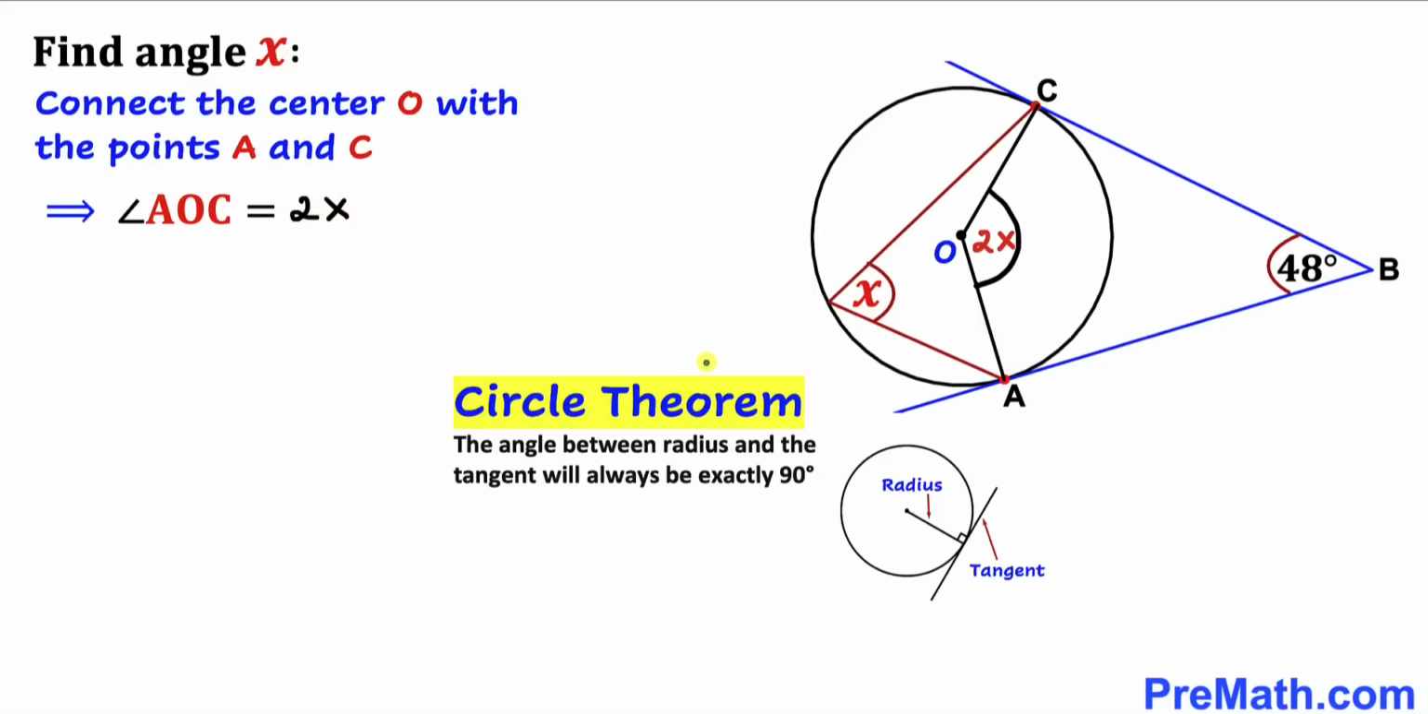And now let's recall the circle theorem. The angle between the radius and the tangent is always 90 degrees. As you can see in this diagram, this is our radius and this is our tangent, and this angle is 90 degrees. Now we can see that these are our two radii, so therefore this angle with the tangent line is going to be 90 degrees and this angle is going to be 90 degrees as well. So therefore our angles OCB and OAB each are equal to 90 degrees.